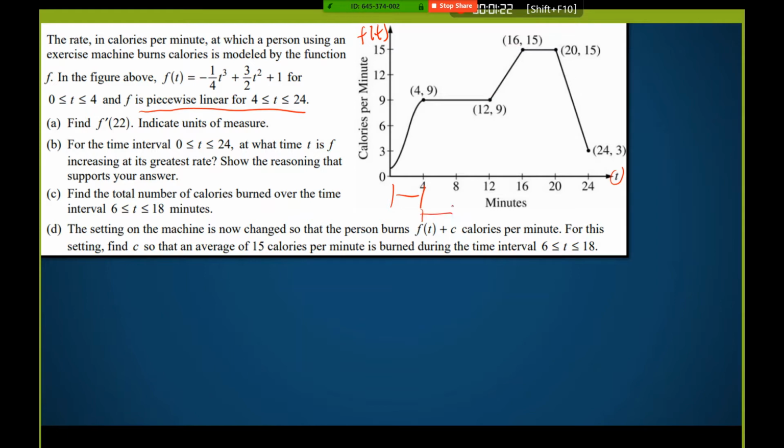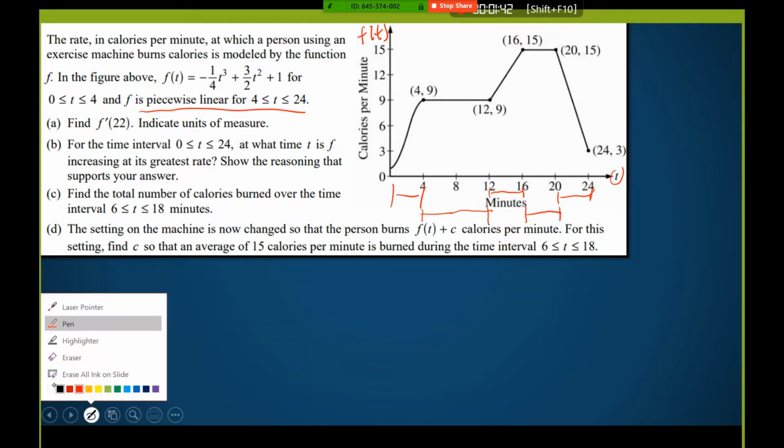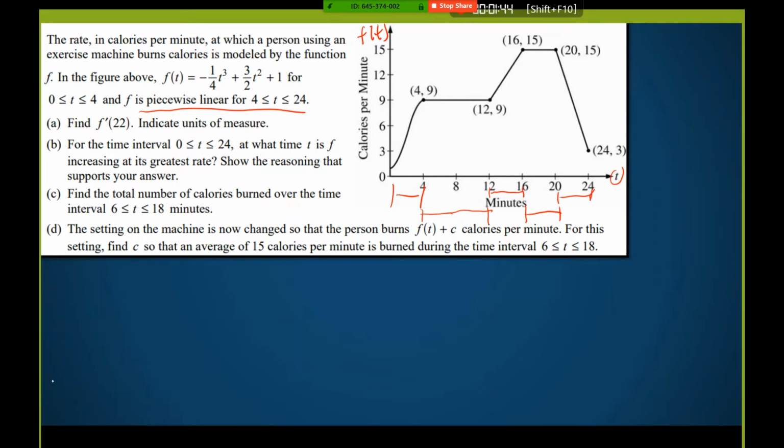So I have 1, 2, 3, 4 different equations. So 1 from 4 to 12, 1 from 12 to 16, 1 from 16 to 20, and 1 from 20 to 24 that are all different linear functions. Each one would be measured in calories per minute. So a rate of how many calories you're burning each minute. Okay, any questions on what we were given?